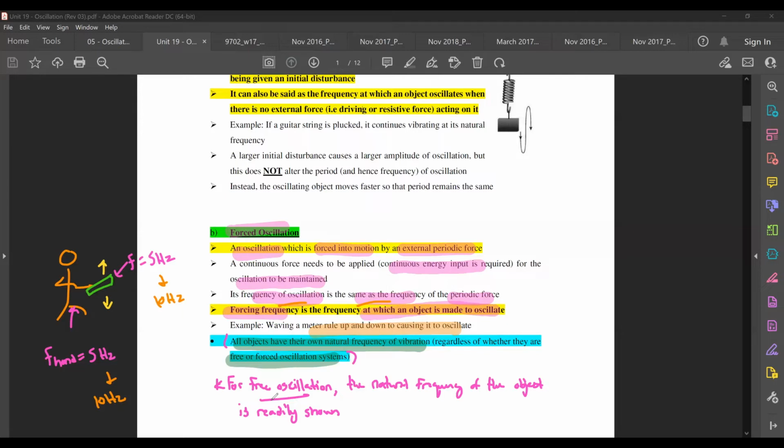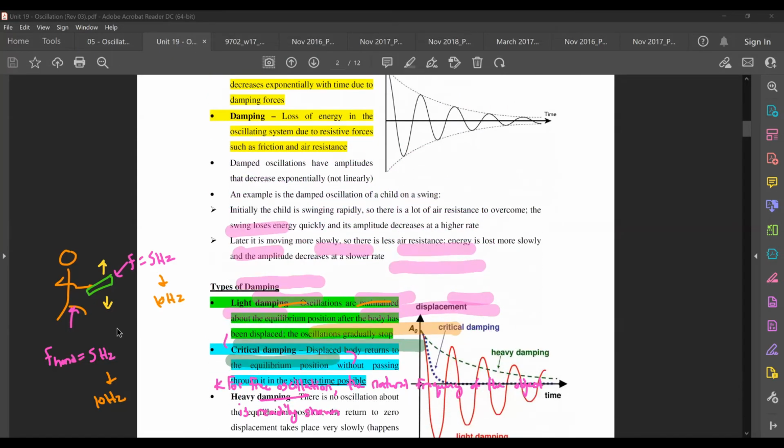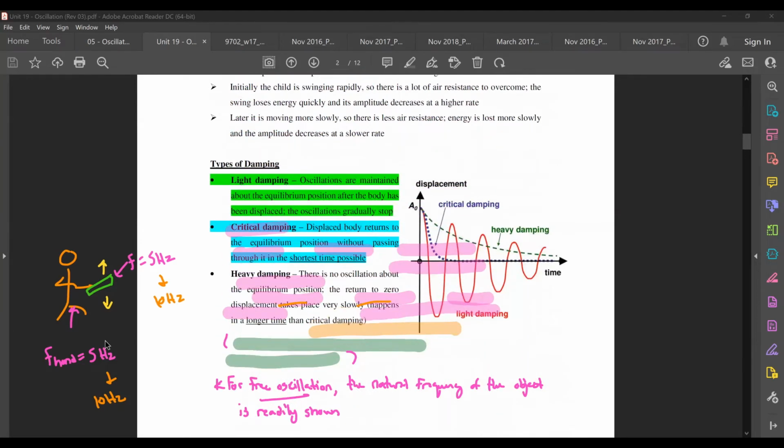But for forced oscillation, it doesn't show that easily, because its frequency will always follow the frequency of your forcing frequency. But here just understand that every object must have its own natural frequency, regardless of whether it is free or forced. So that one is okay.